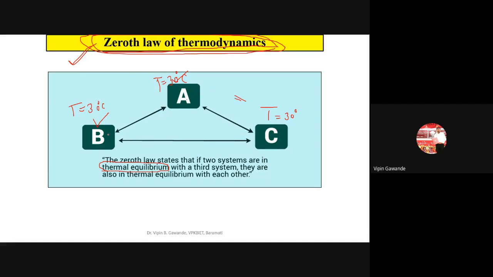So A and B are in thermal equilibrium. A and C are in thermal equilibrium. Then in that case, B and C are also in thermal equilibrium. See, this is a simple statement. We know this one, okay?